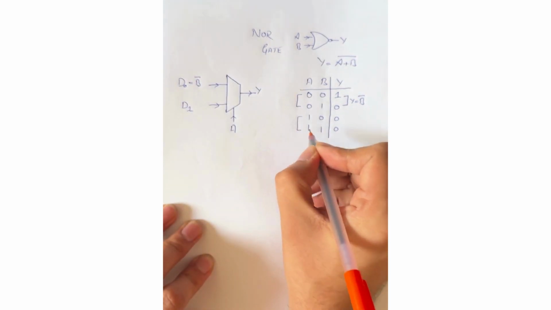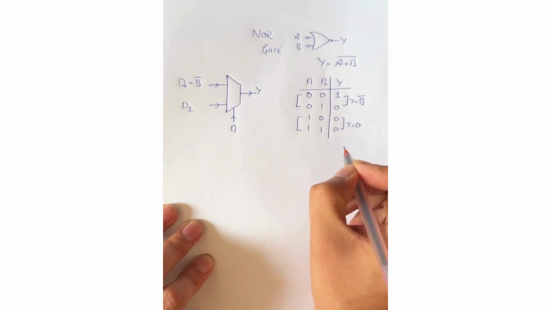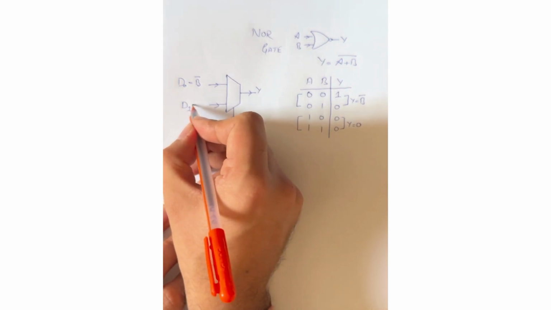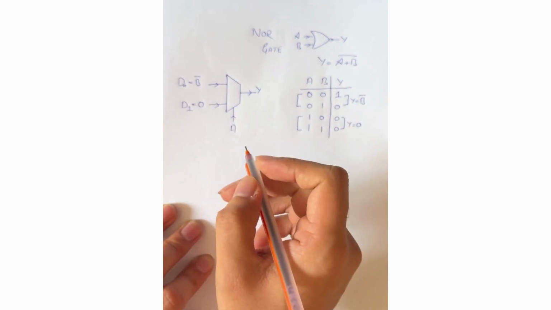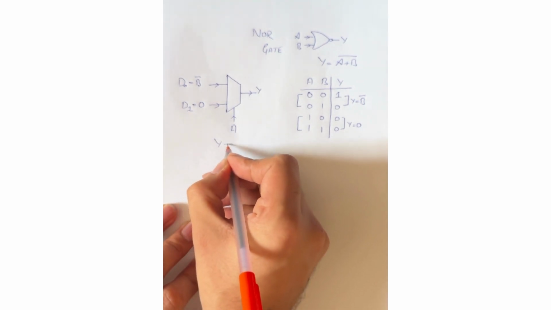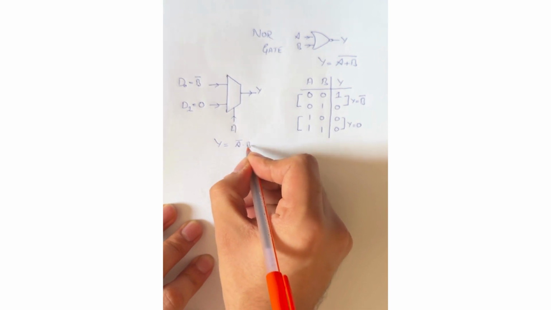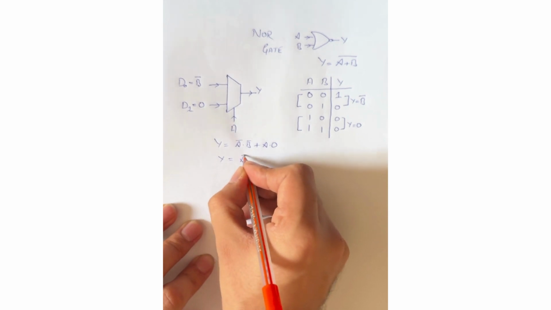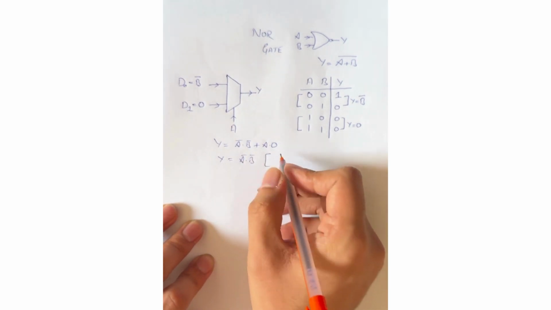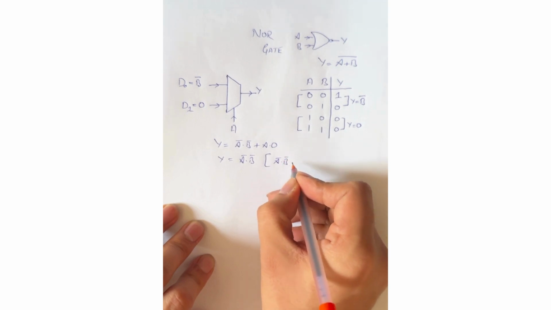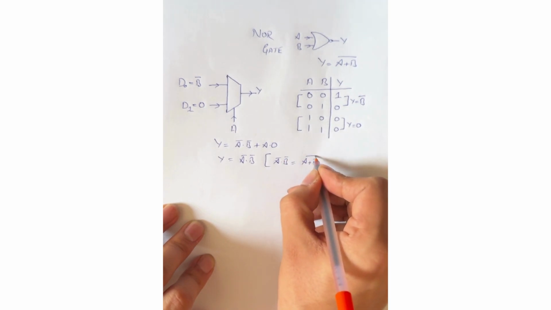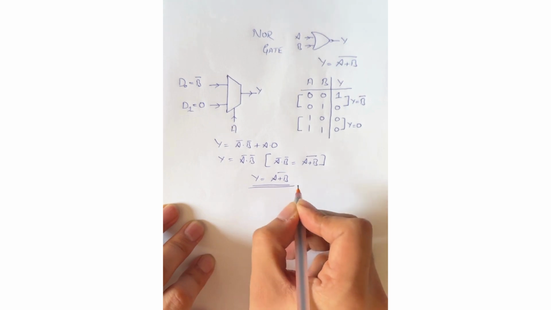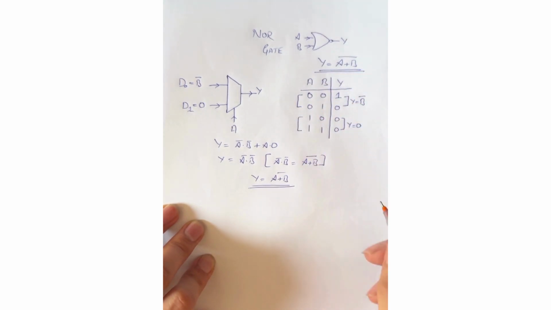Now if A is 1, Y is equal to 0, because irrespective of the value of B, the output Y always remains 0. So we can make this D1 as 0. Now coming to the Boolean expression, Y equal to A bar into B bar plus A into 0. So Y equal to A bar into B bar. Now using De Morgan's law, A bar into B bar is equal to A plus B whole bar. So Y equal to A plus B whole bar. So this is the Boolean expression of NOR gate.